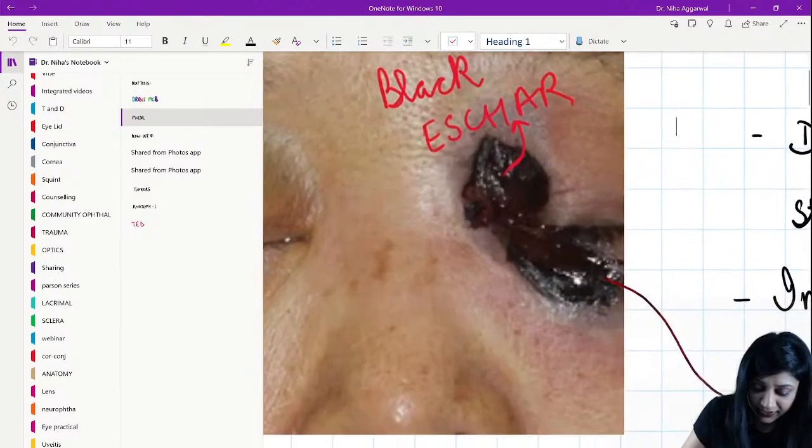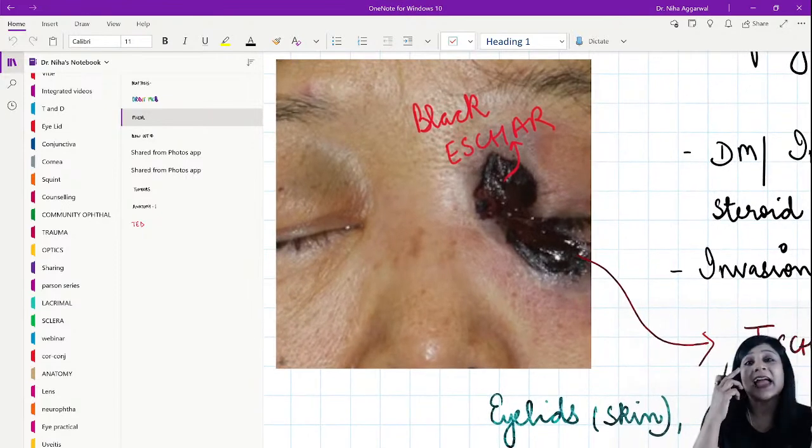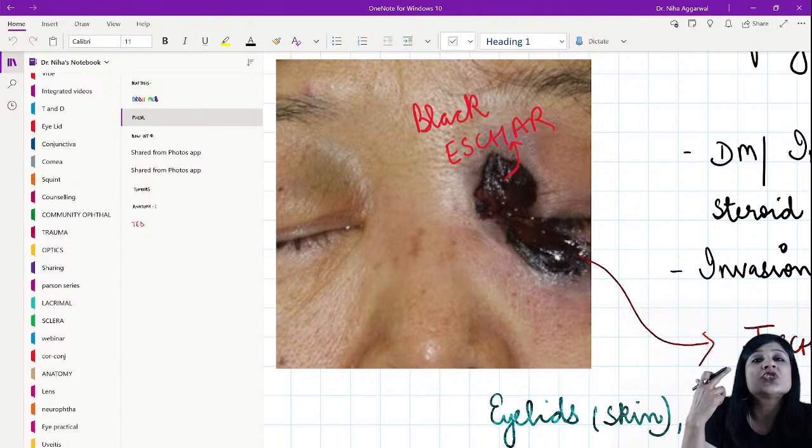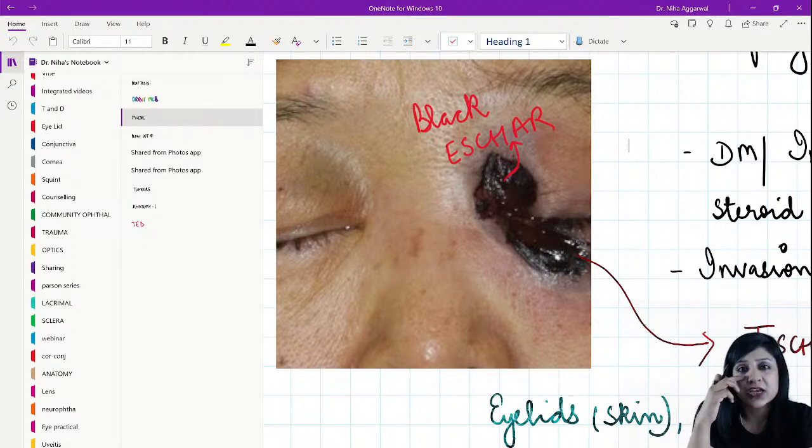See, star ही खुला है. This is actually the black eschar formation, which is actually the result of angioinvasive disease, which is orbital mucormycosis. So you should be able to identify this lesion and differentiate it also. Okay.